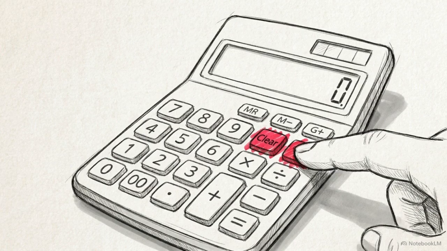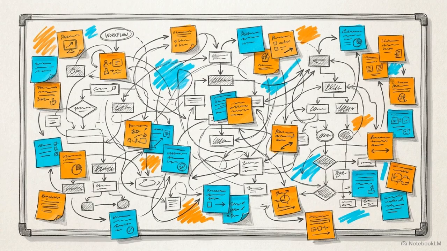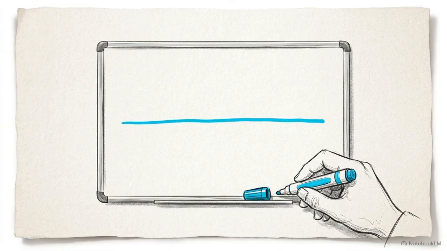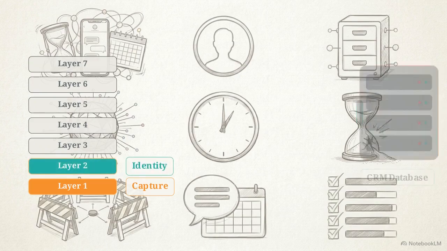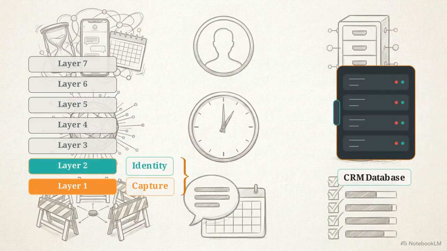Avoid analysis paralysis. Do not try to overhaul every system at once. Today, we are only going to fix this one high-volume entry point. This introduces the first 2 levels of our AI architecture: Layer 1, lead capture, and Layer 2, identity.